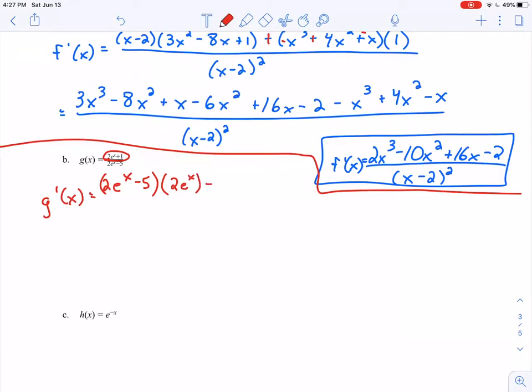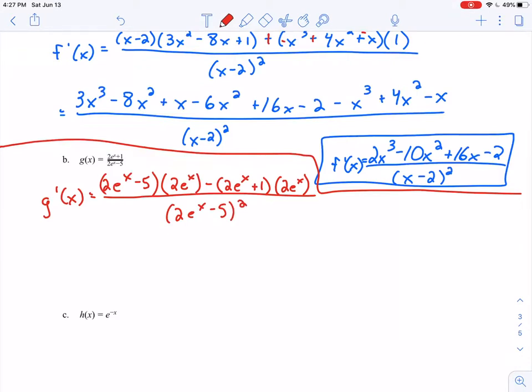Minus high, so that's 2e to the x plus 1 again. D low, derivative of my denominator, derivative of 2e to the x minus 5. Well, that again is just going to be 2e to the x, divided by 2e to the x minus 5, square the bottom, and away we go.